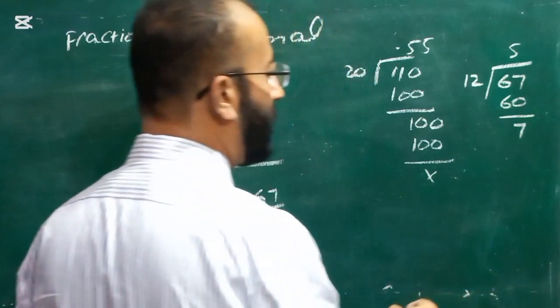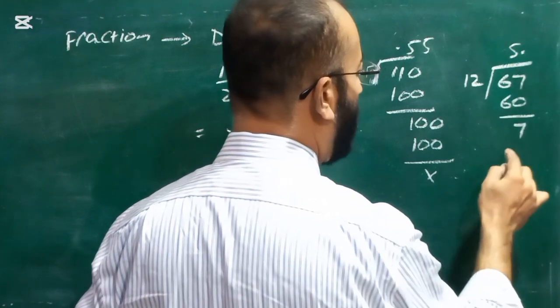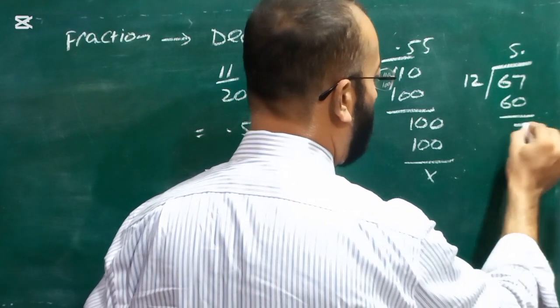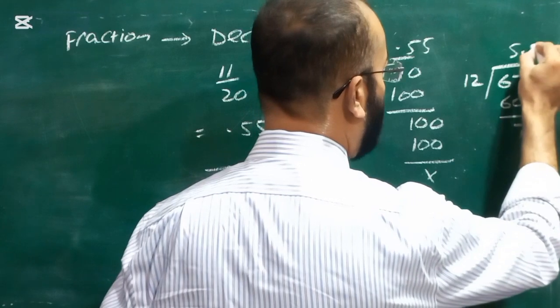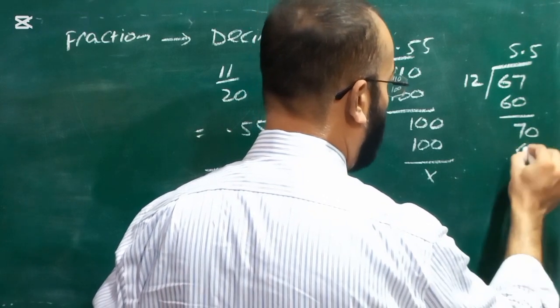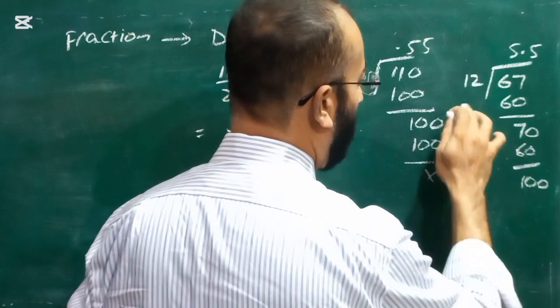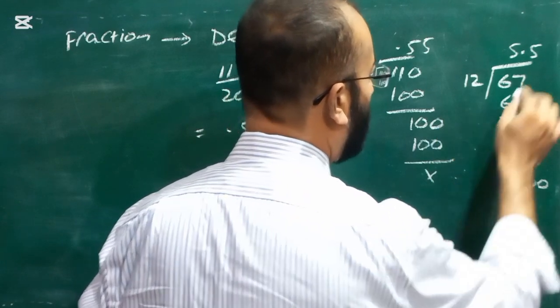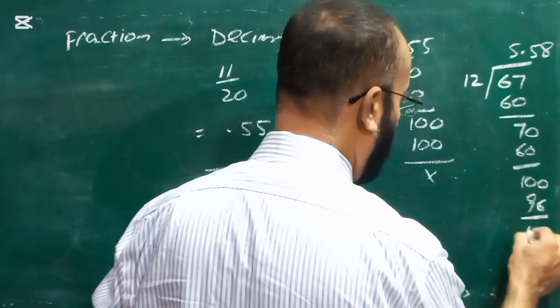Subtracting, we will get 7. So this is smaller than this, so we will put a point over here. Now 3 zeros can be placed. So first 0, and 12 5s are 60. 10 is here. Second 0. 12 8s are 96. 4 is here.